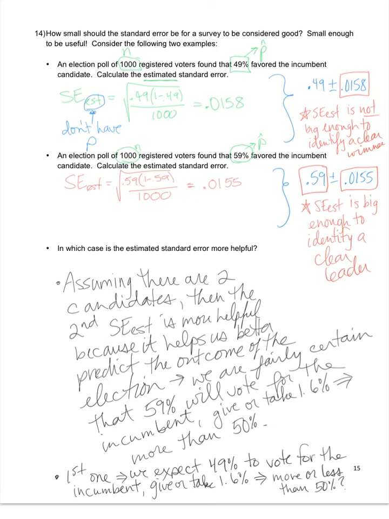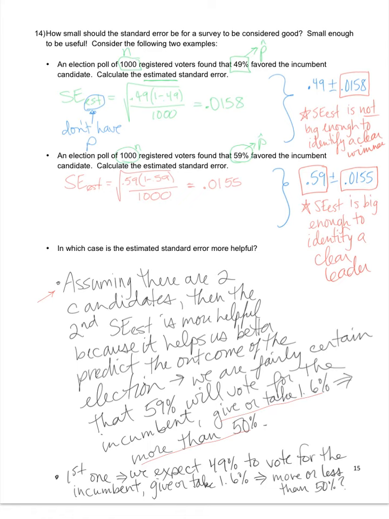Okay, so in the answer to the second question, I pressed pause to write this in for you. It says, in which case is the estimated standard error more helpful? Well, assuming there are two candidates, then the second estimated standard error is more helpful because it helps us better predict the outcome of the election. We're fairly certain that 59% will vote for the incumbent, give or take 1.6%, which gives us numbers both above 50%.